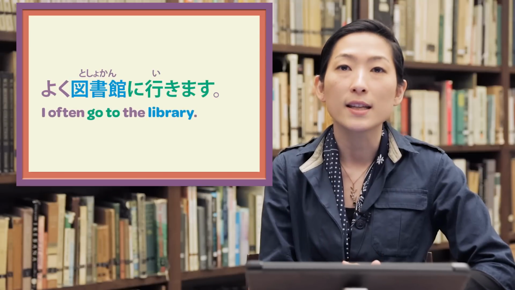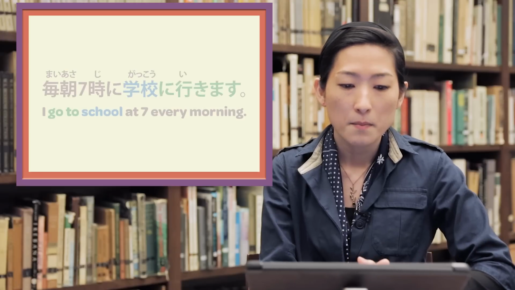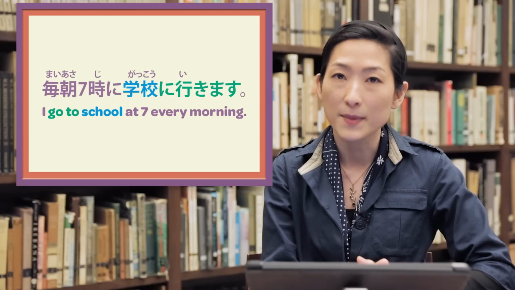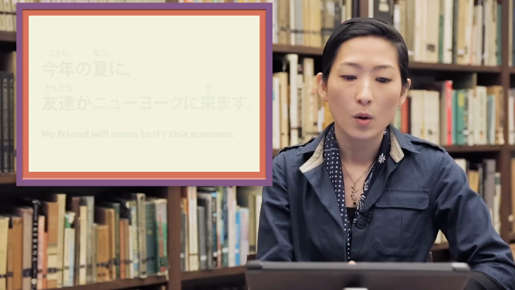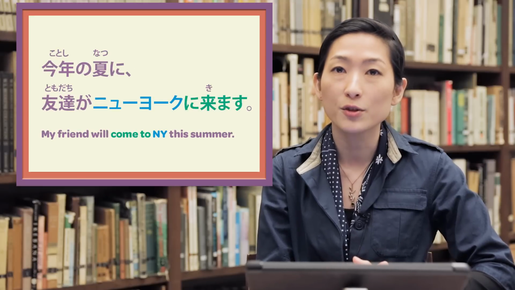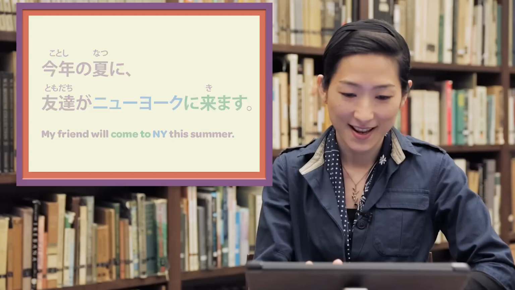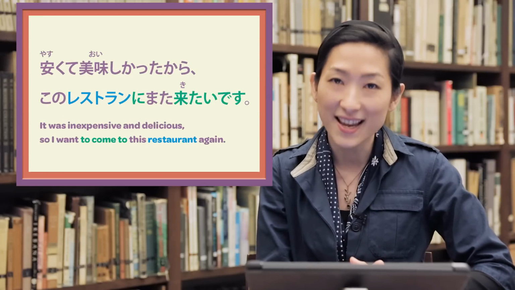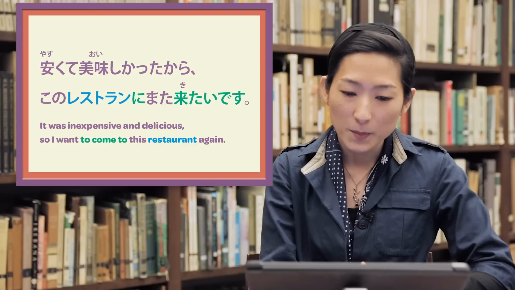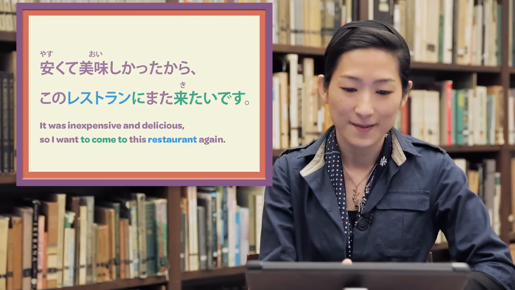よく図書館に行きます。I often go to the library. 毎朝7時に学校に行きます。I go to school at 7 every morning. 今年の夏に友達がニューヨークに来ます。My friend will come to New York this summer. 安くて美味しかったからこのレストランにまた来たいです。It was inexpensive and so delicious, so I want to come to this restaurant again.